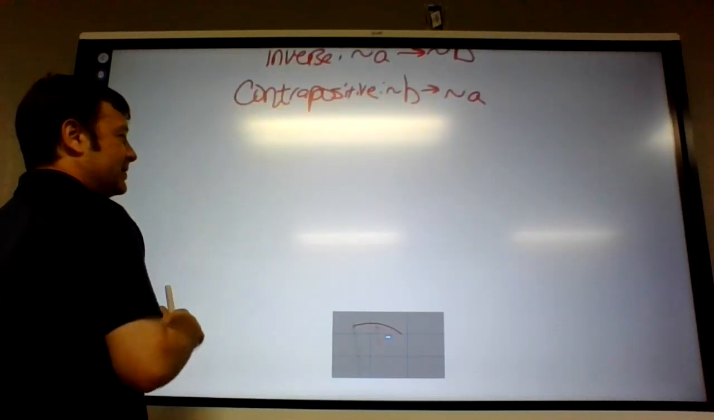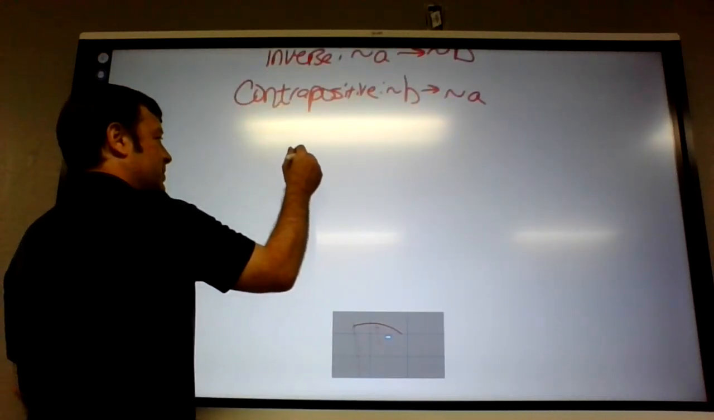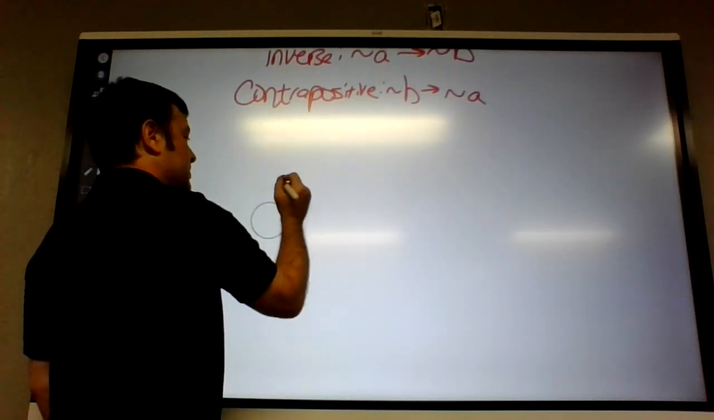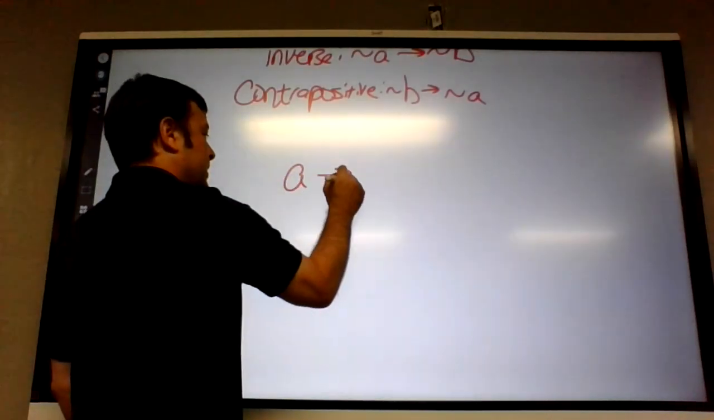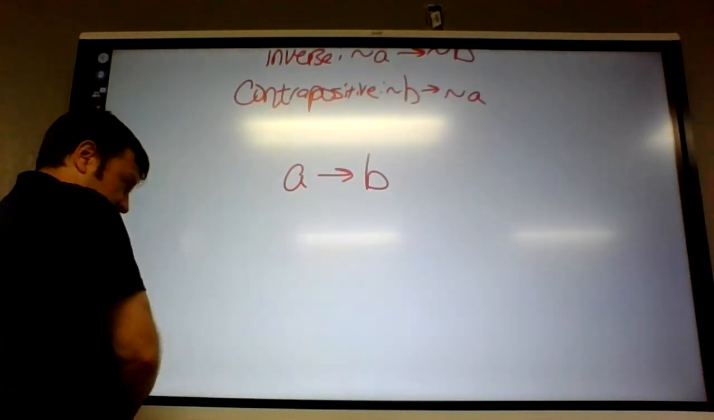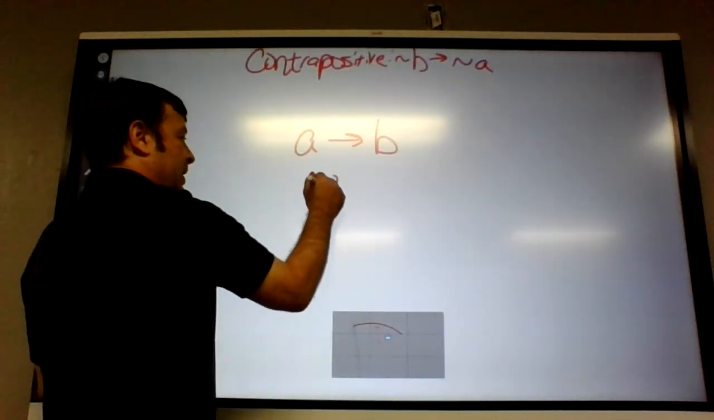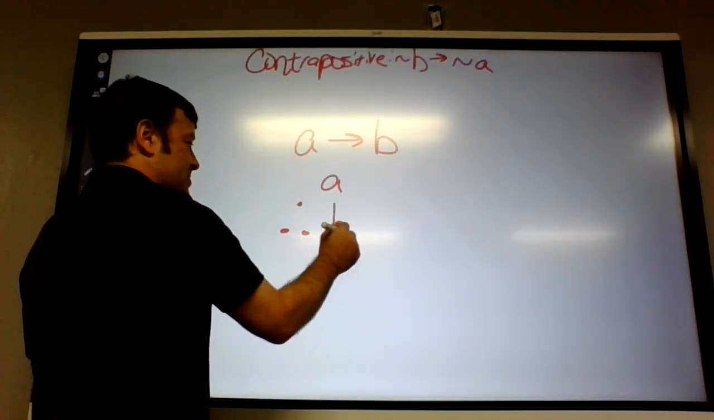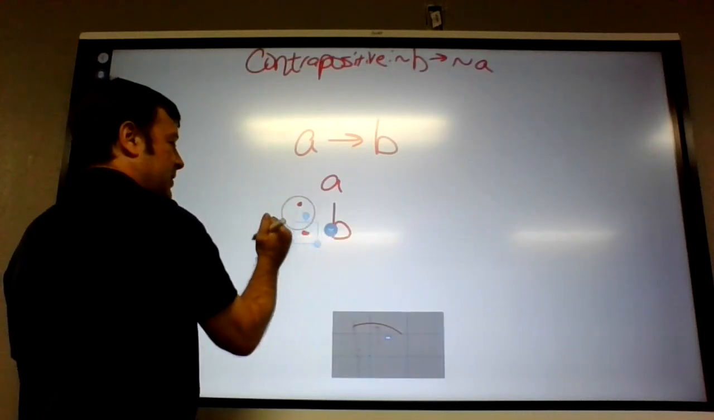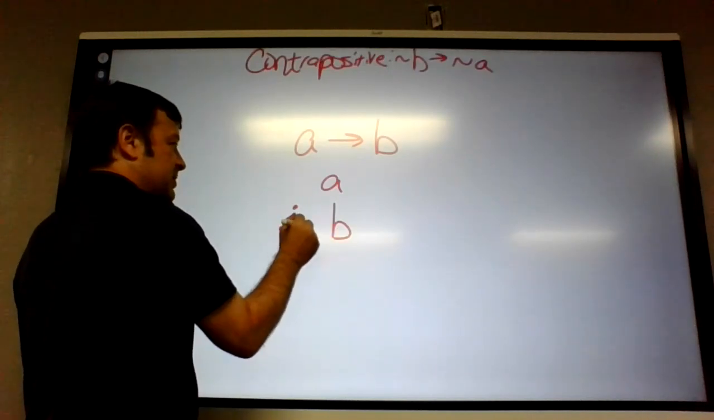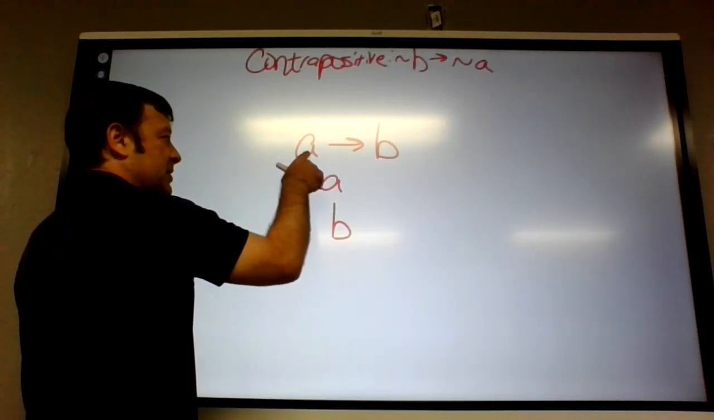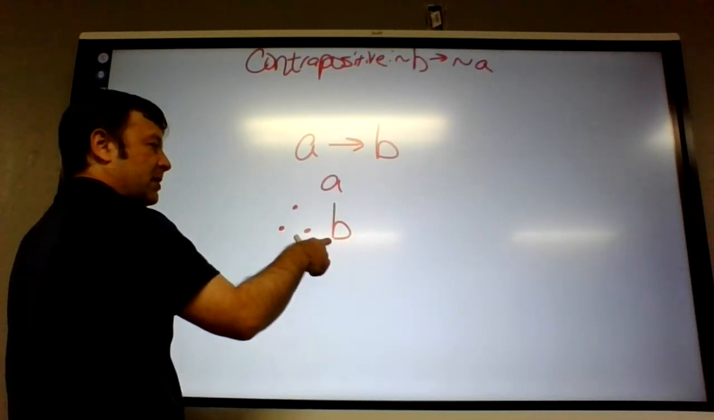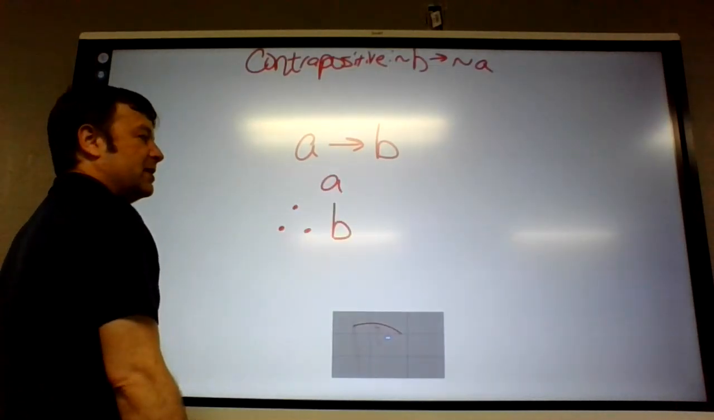So today, let's start with the most basic logic. If A then B, then A happens, therefore what's going to happen right after that? B. Okay, this little triangle dots means therefore. So this means if A happens, B will happen. A happened, B happens.